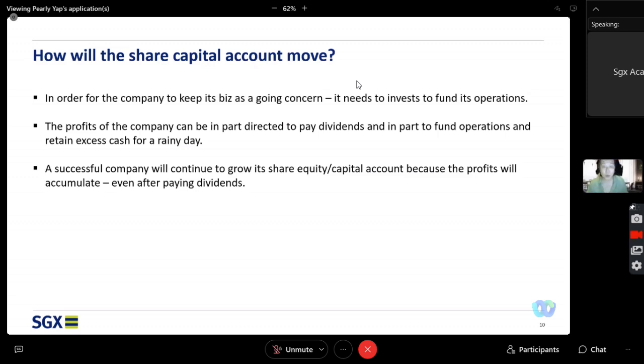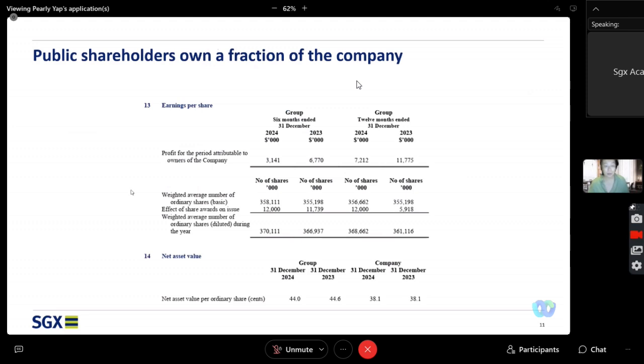Okay, so that's quite important because a lot of corporate action relates to this account, the share capital account. Okay, now I think I mentioned it before. I wanted to reinforce it again through a table. Here you can see when you read your accounts, that there are many shares, right? Here in this case, in the group, in 2024, 370 million shares, right? 370 million shares, okay?